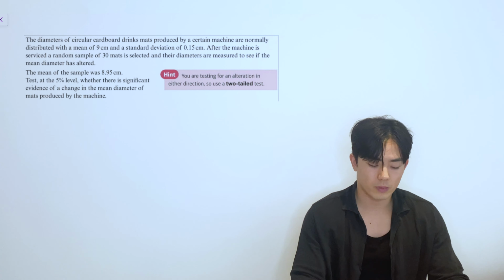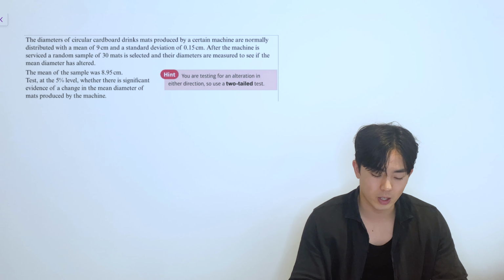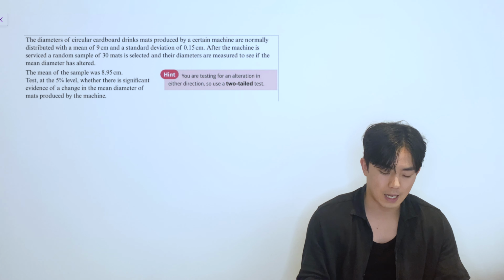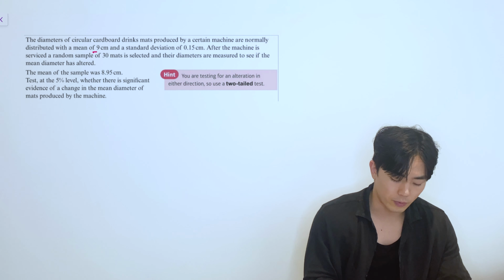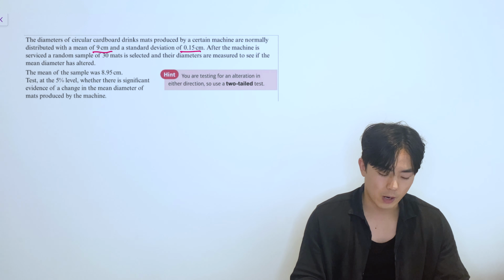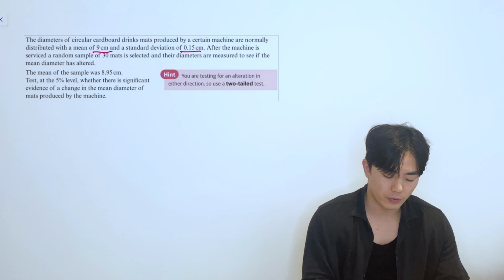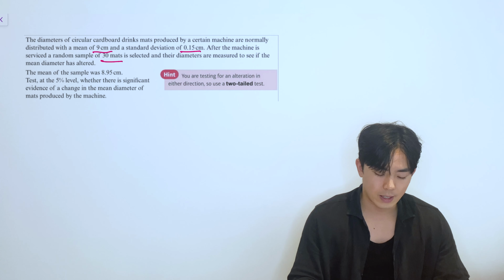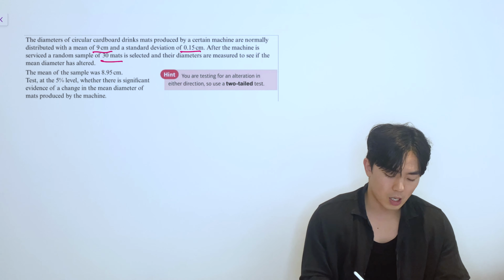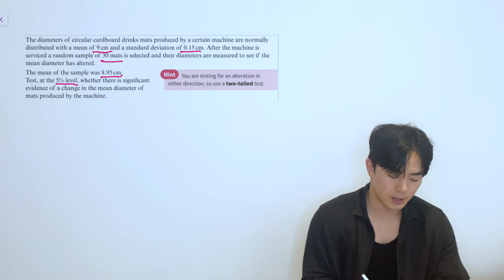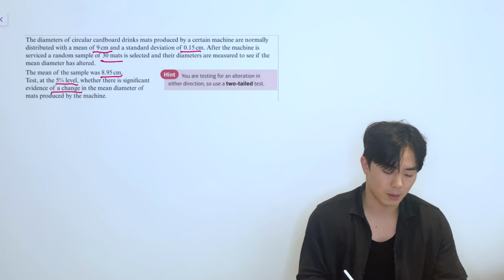Okay, let's just try one more. The diameters of circular cardboard drink mats produced by a certain machine are normally distributed with mean 9 and standard deviation 0.15. After the machine is serviced, a random sample of 30 mats is selected and their diameters are measured. The mean of the sample was 8.95. Test at the 5% level of significance whether there is significant evidence of a change in the mean diameter.